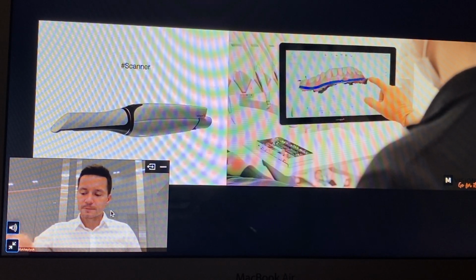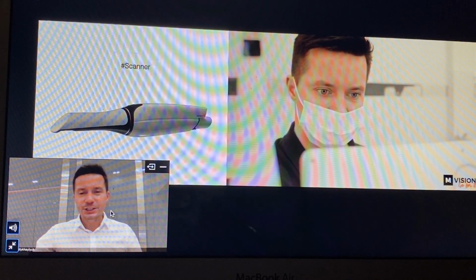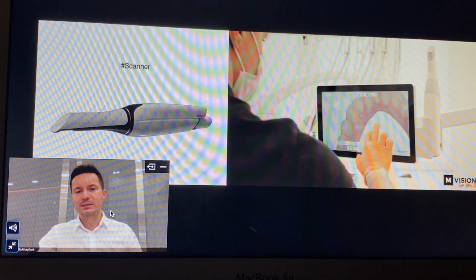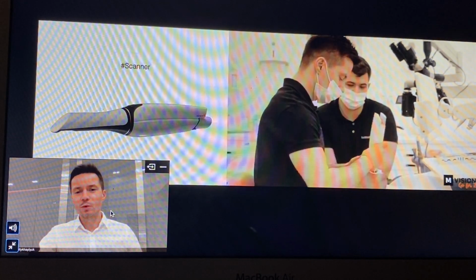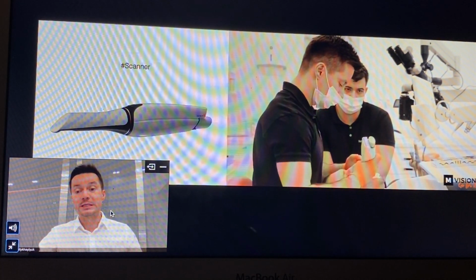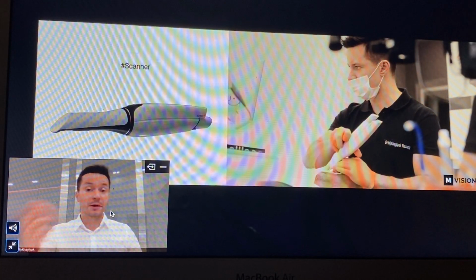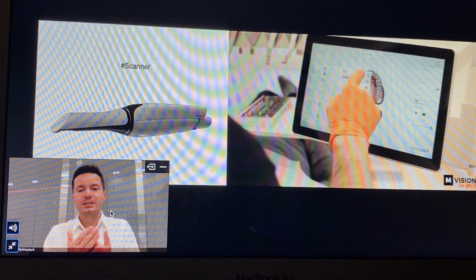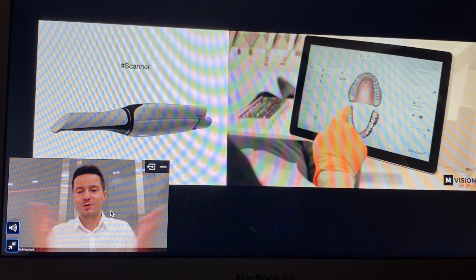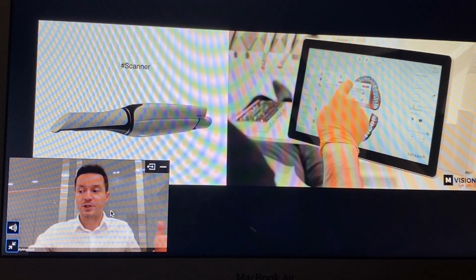So, additionally, it's not only a diagnostic tool, but it's also a tool for communication with the patient. This is the point. And it's a very good marketing tool as well, because people can see right away their problem, and we can explain everything we need to do.